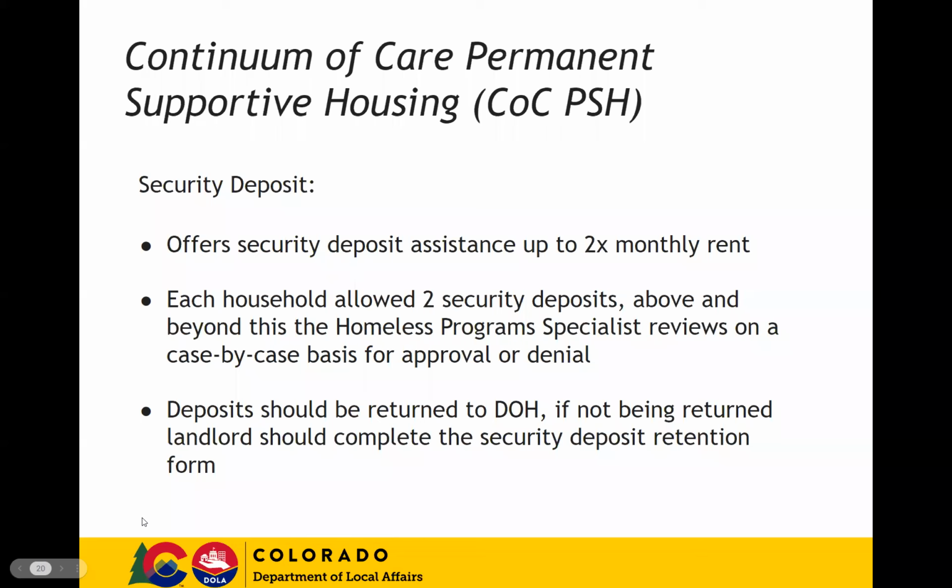Deposits should also be returned to DOH at the end of a tenancy for a program participant. And if they're not being returned, the landlord should be completing the security deposit retention form. And this is something that I think that we could do some more follow-ups on, because there's plenty of security deposits that do not get returned to DOH, yet we do not necessarily receive the security deposit retention form. So if you guys could do a plug when you're working with folks as they exit housing or exit a unit, that would be most helpful. Thank you. Next slide, please.